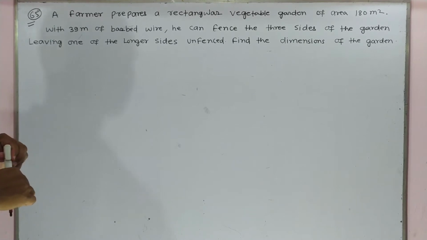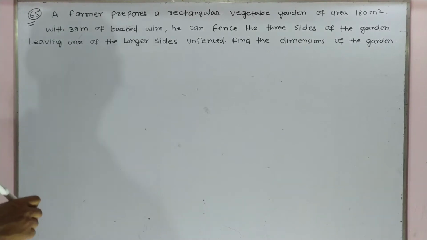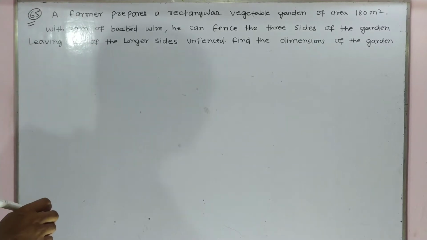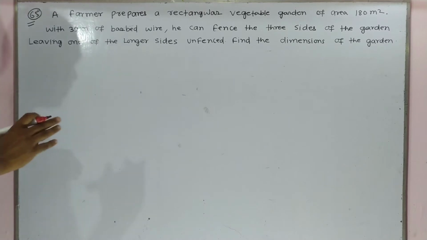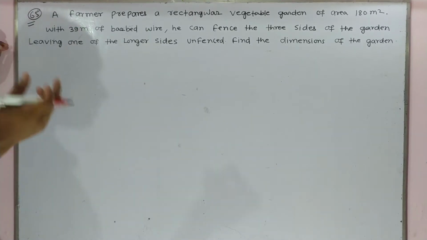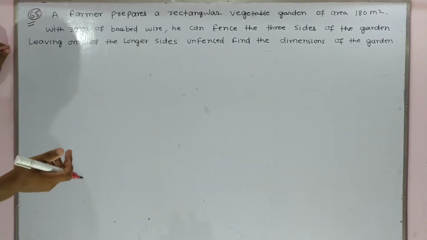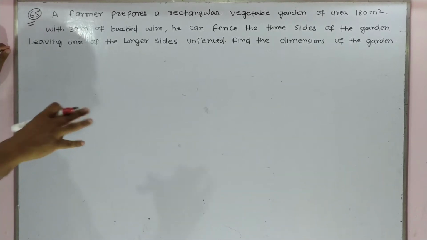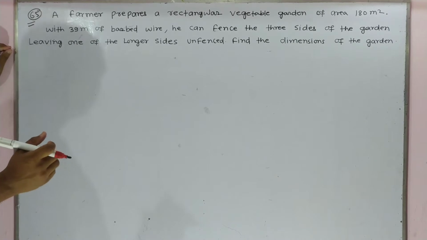Today we are going to discuss question number 65. A farmer prepares a rectangular vegetable garden of area 180 meters square with 39 meters of barbed wire. The area of the garden is given as 180 meters square, and the total length of the wire is given as 39 meters.